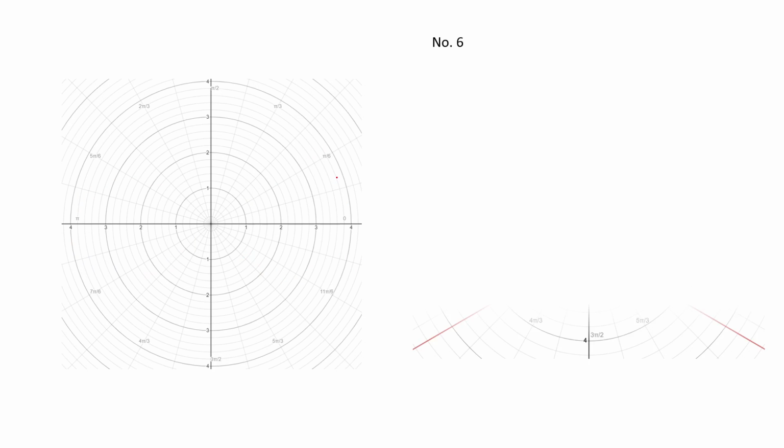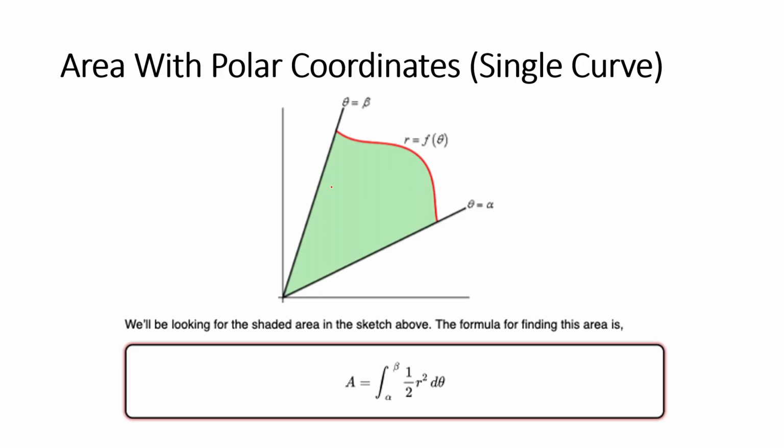five, and then six. Okay, so we're now with the area in polar coordinates. The formula is just this one, so you may write this in: alpha to beta, then 1/2 r squared d theta.